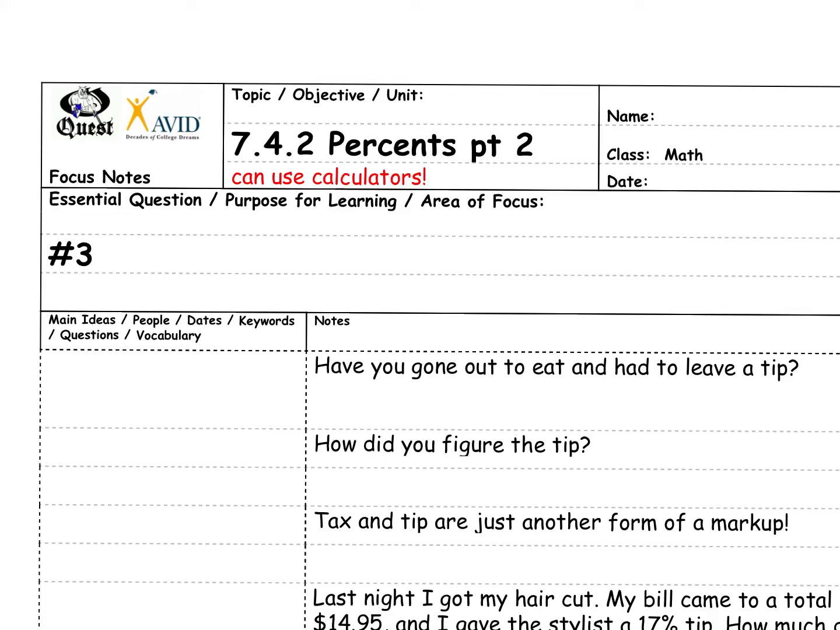Today we are going to be doing lesson number 3, which is I can calculate tax and tip. This is something you will definitely see in the real world, so it's good to have an understanding of it.